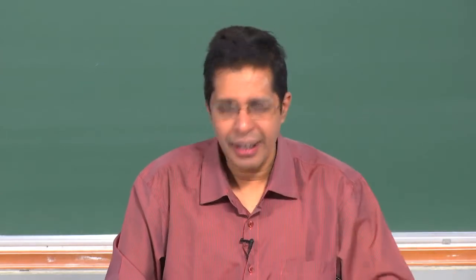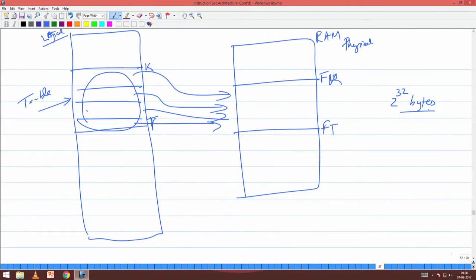We will do a very simple thing today. Now I have 2 power 32 bytes in my virtual address space. Each page I have made 2 power 12 bytes. So I have 2 power 20 pages. So you got it? Given a 32-bit address, how will I find which page it belongs to?